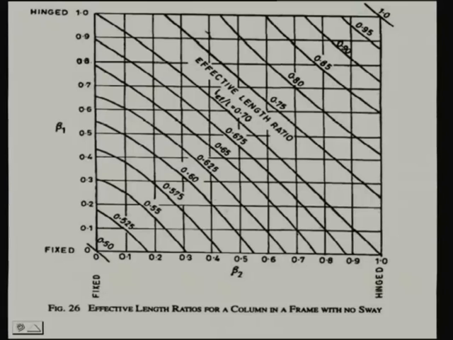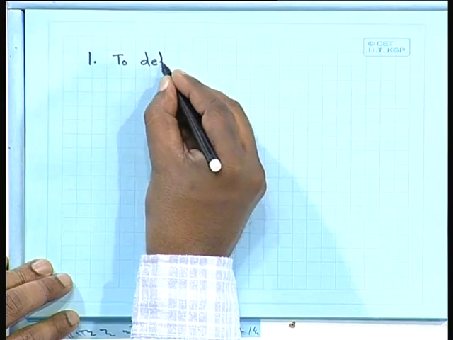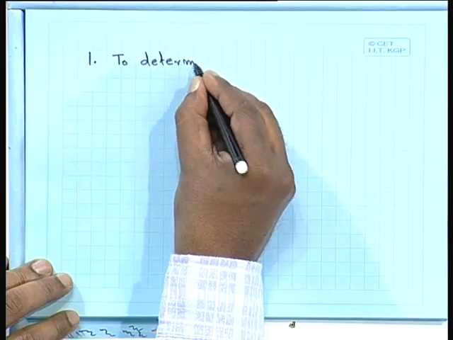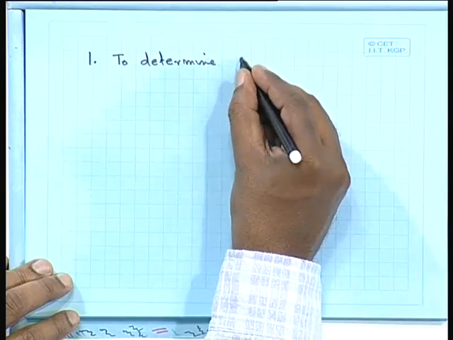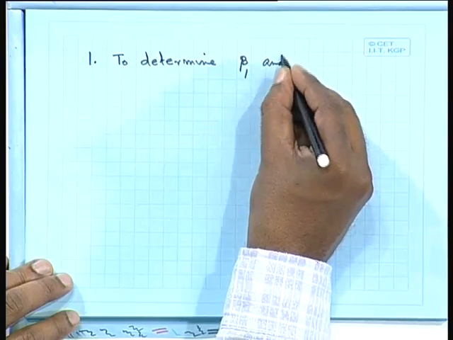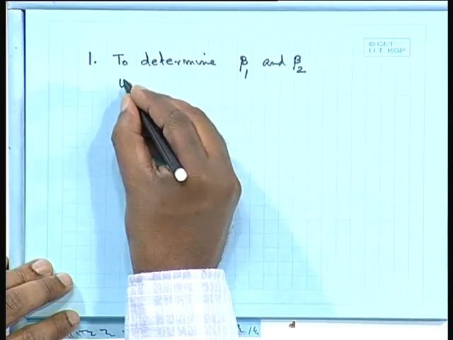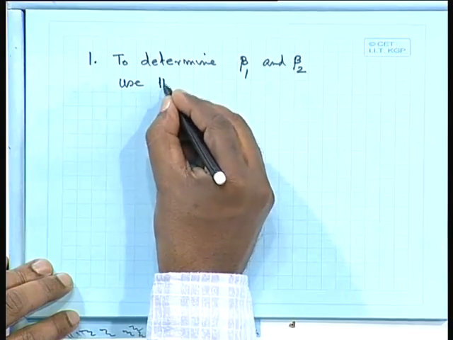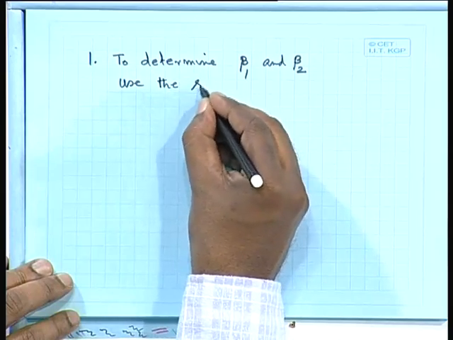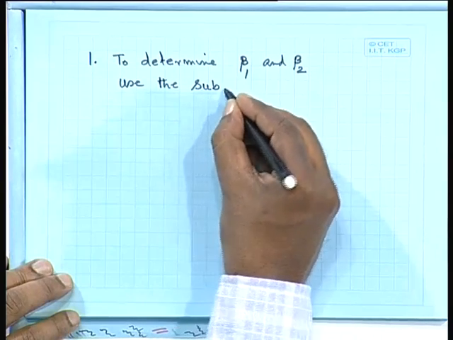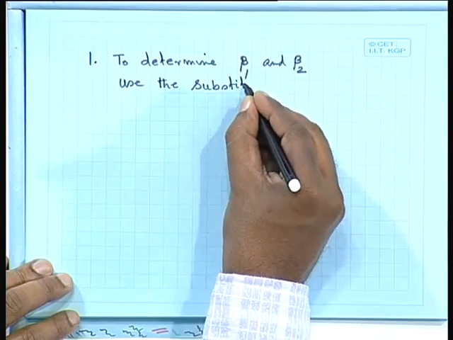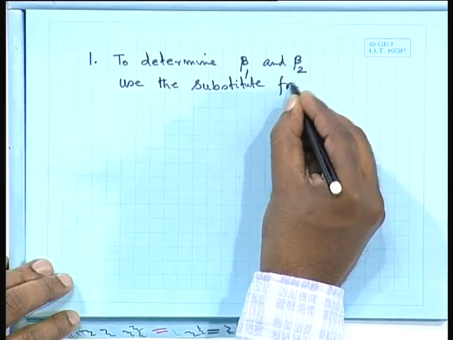So what shall we do here then? Let me write down a few steps. To determine beta 1 and beta 2, use the substitute frame method.